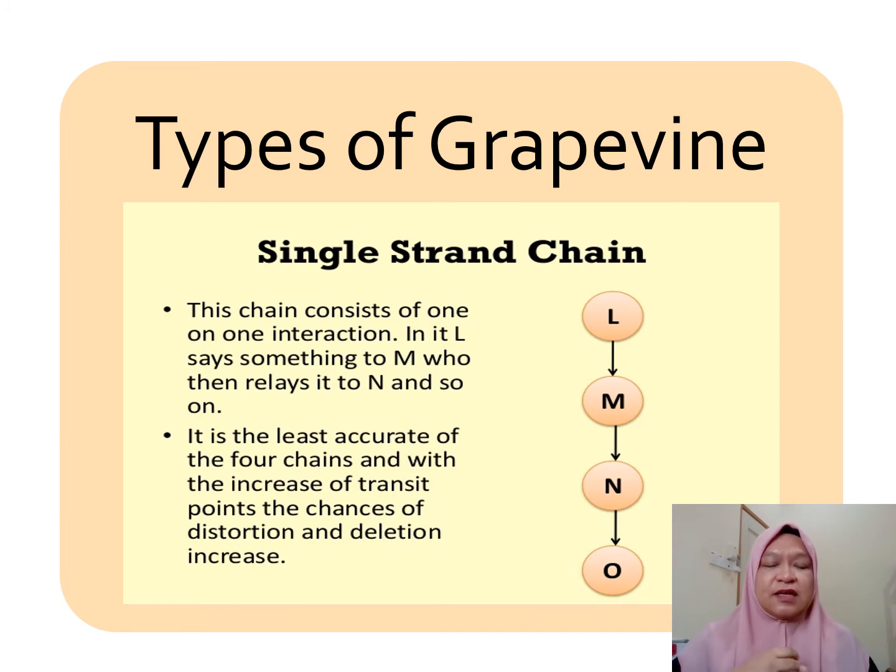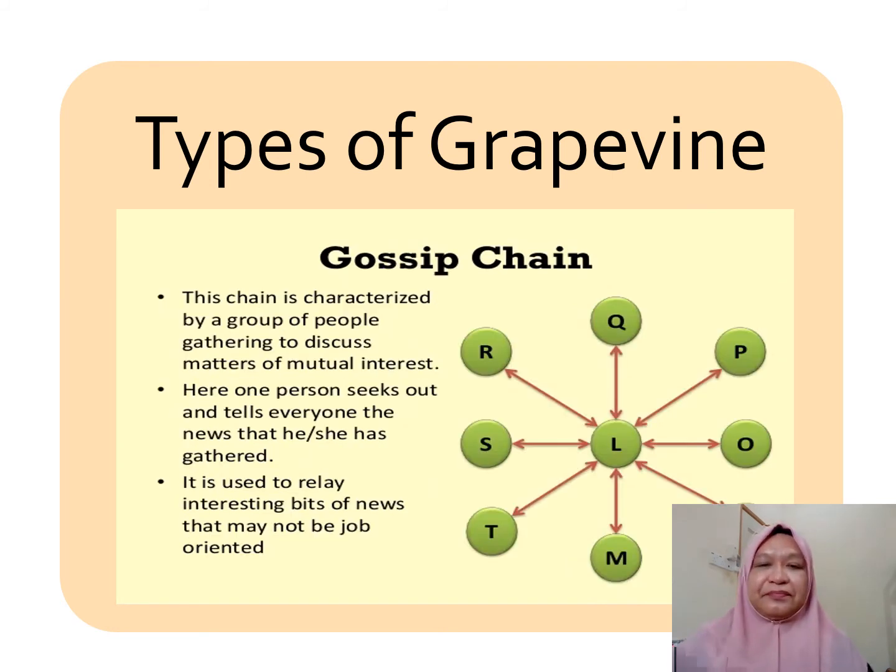It is the least accurate of the four chains. We have four types of grapevine, and this is the least accurate, because the information goes from one person to another, so it takes longer as it is passed along, and then the next one passes it on, and so on. So sometimes the message will get distorted, added to, deleted, and so on. And that's why we have the gossip chain.